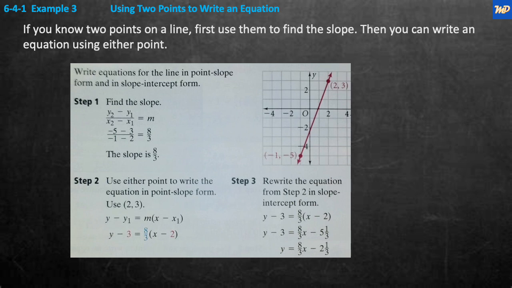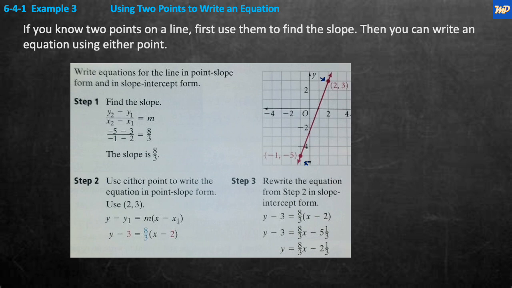Our problem here says write equations for the line in point slope form and then in slope intercept form. Our 2 points are what? They selected them for us. We have a point right here. This is 2, 3. And the other one is -1, -5. That's our other point.